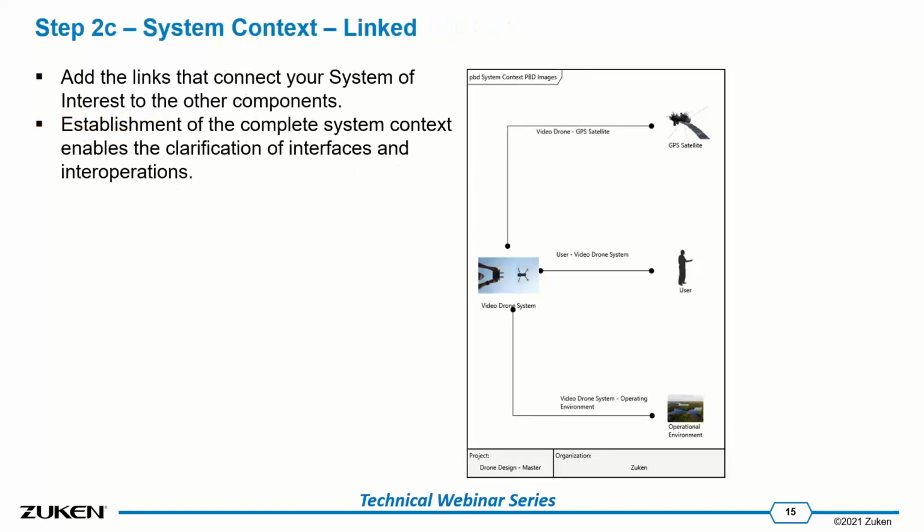The next step would be to define what those connections are between your system and those external entities that are of interest to you. And so you add those connections, and very specifically and somewhat abstractly state that. So the video drone to GPS satellite connection, if you will, and that repeats for the user and the operating environment.